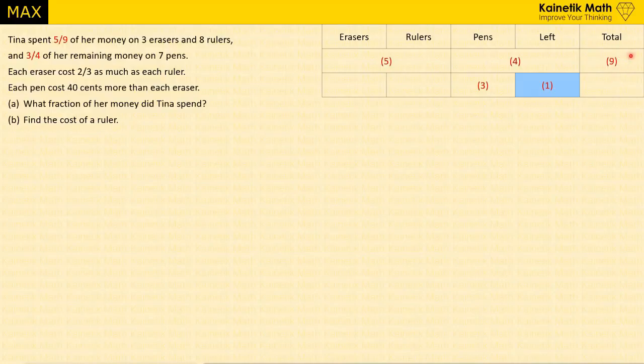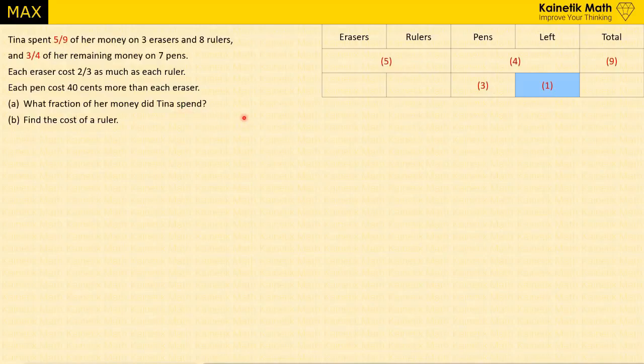Right, we have the total is 9 units, left is 1 unit, the pence 3 units, and then the combined erasers and rulers 5 units. They're all the same kind of units. Is it clear that we can answer part A already? Right, because part A simply just wants the fraction of the money that she spent.